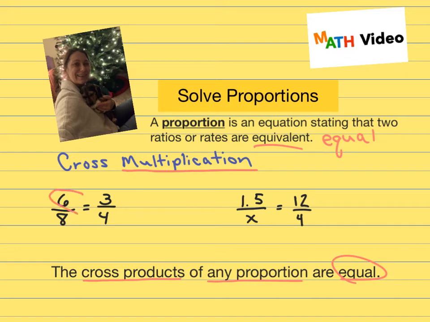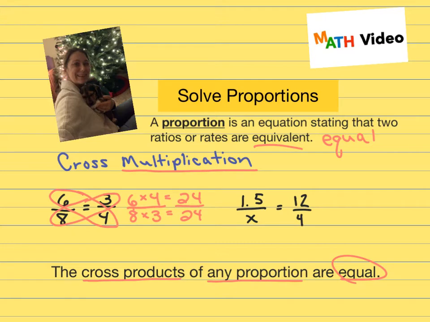The first thing we do is multiply 6 times 4, and that equals 24. And now we're going to compare it to the other cross products. 8 times 3. 8 times 3 also equals 24. 24 is equal to 24.